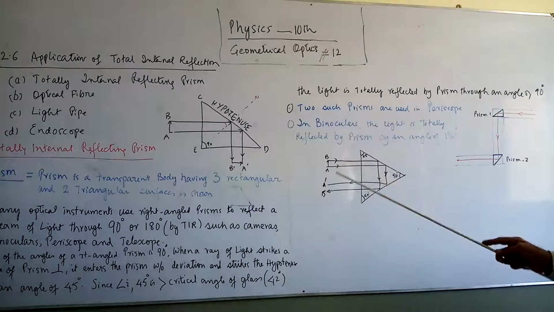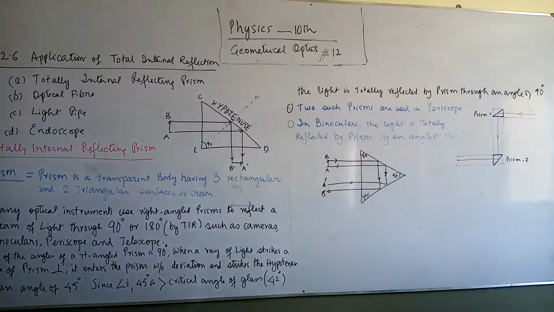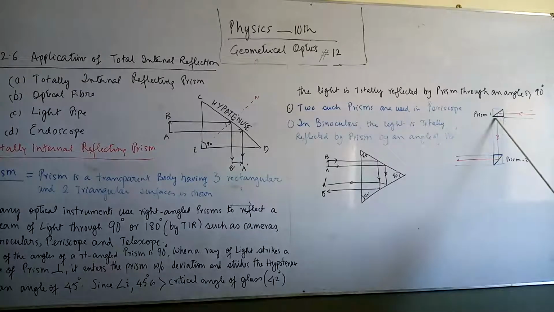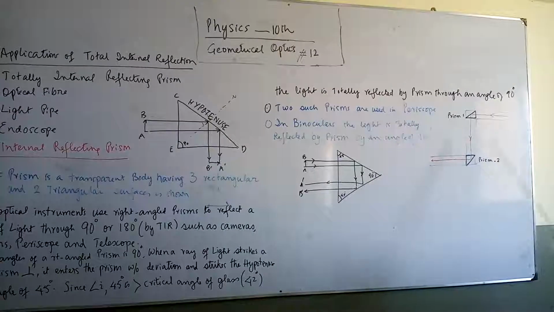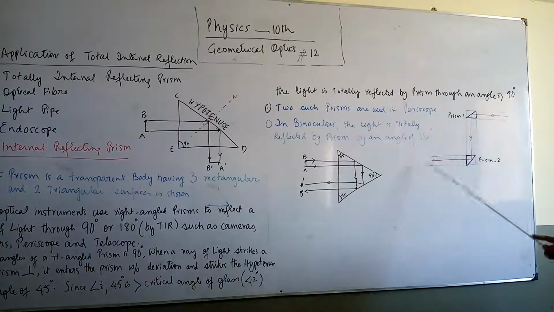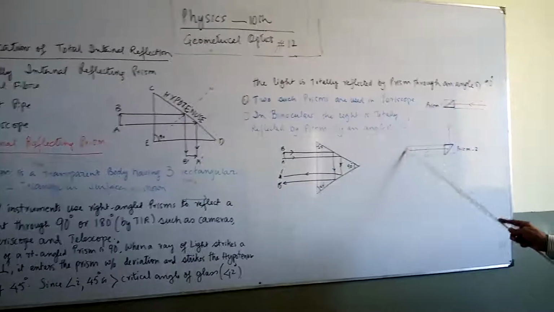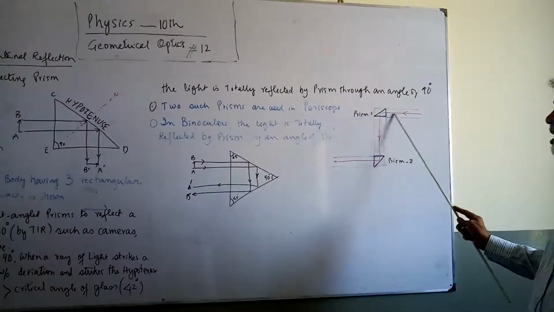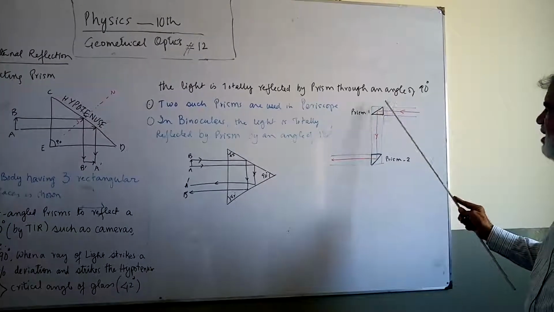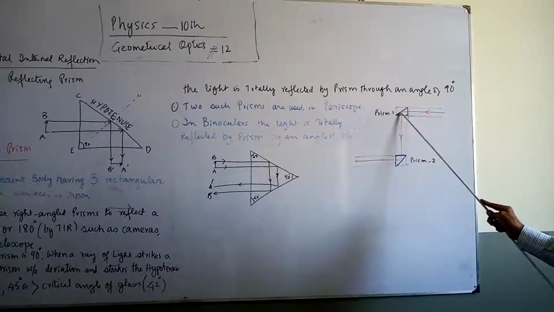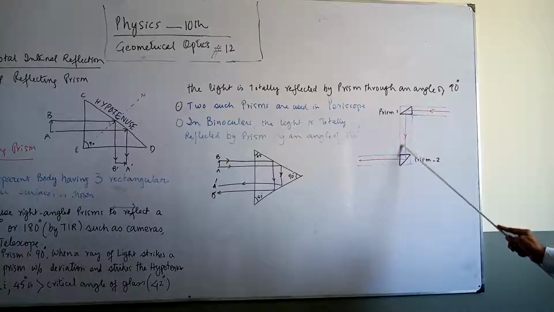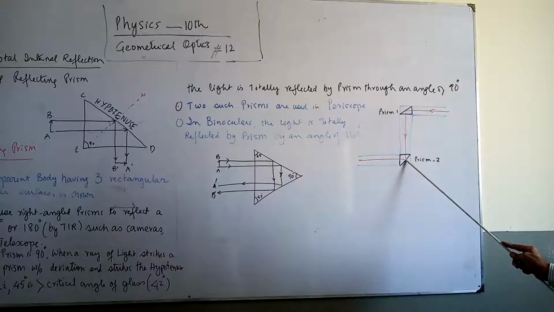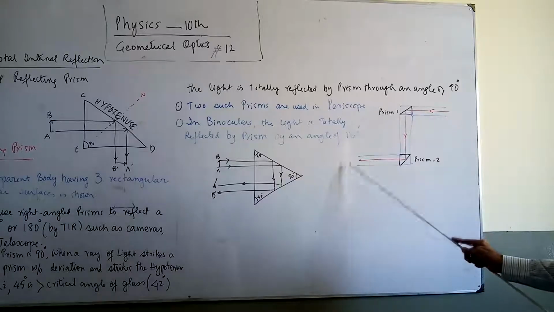Two such prisms are used in a periscope. One prism is here and the second one is here. So a ray of light coming from here, the person sitting on the ground under the sea watches from here. The ray of light comes from here, strikes the surface at an angle of say 45 degrees and then goes back, strikes this second prism at an angle here and is reflected to here.